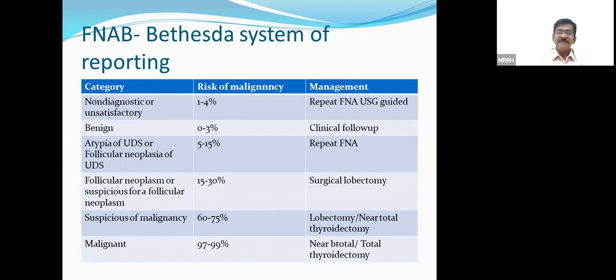Suspicious for malignancy, having all the features, Thy4 and Thy5, the risk of malignancy is 60 to 70%. The recommended procedure would be a lobectomy or a near total thyroidectomy if it involves both lobes. If it is a diagnosed malignant nodule, the risk of malignancy is almost 99% and patients should undergo near total or total thyroidectomy. Next.